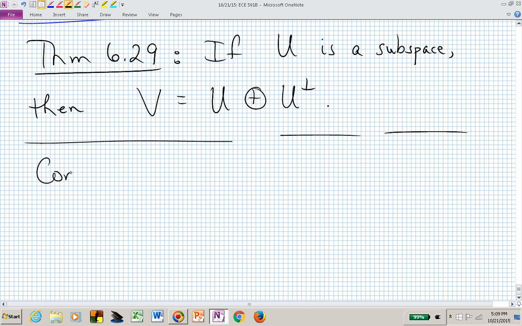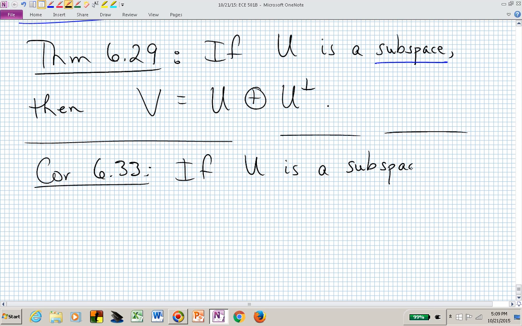We can also say that we have corollary 6.33, which says that, now remember, we're distinguishing, now we're saying that U is a subspace. In corollary 6.33, we're also making that claim. If U is a subspace, not a subset, if U is a subspace, then what is U perp perp?